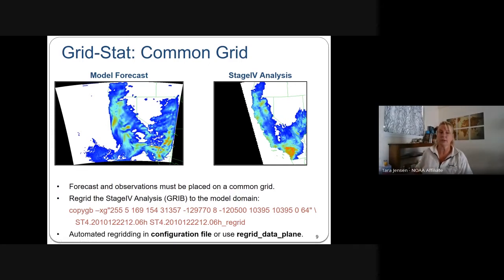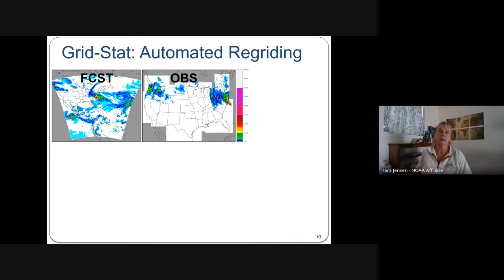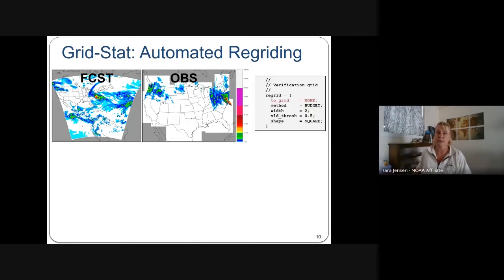However, you can also do regridding in our regrid data plane tool within the MET tool suite, and that's if you're going to be using the files routinely over and over again, say if you're running retrospective evaluations, you have that ability. But also you can do automated regridding within the tools themselves in Grid-Stat, as well as any other tools that handle gridded forecast and obs data. So once again, same projections.